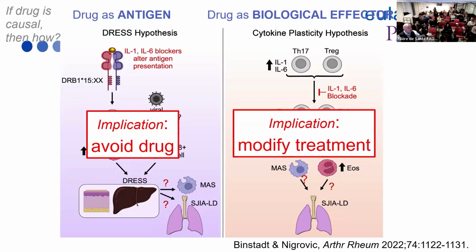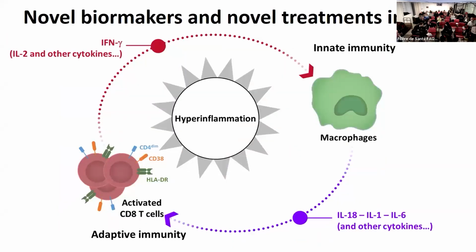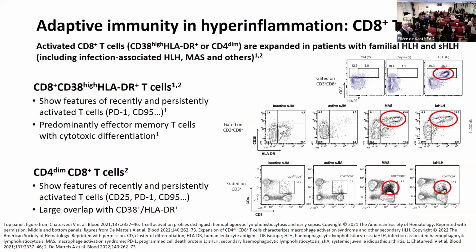The DRESS hypothesis, so a reaction to IL-1 and IL-6. The implication is to avoid the drug. There are a number of data which are not consistent with this hypothesis. There are a number of data which are consistent with the hypothesis that we skew Th development, and we have to modify treatment. That's why we are advocating T cell immunosuppressants. Now, this is just the vicious circle part of the schema we looked at before. And I think you can understand what are going to be the biomarker and the treatment very quickly.